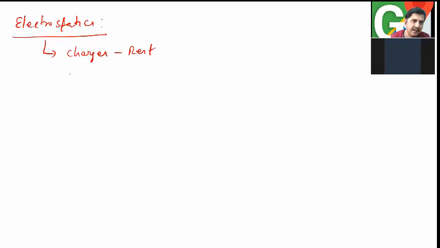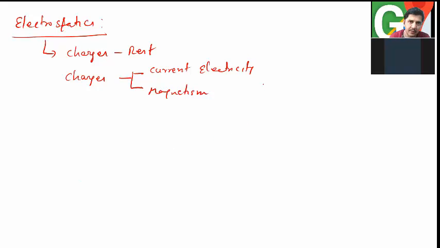Statics refers to rest. And when the charges are in motion, we will study this in two parts. The first one is under current electricity, and the second one is as a part of magnetism. So after this chapter, we will be linking electricity and magnetism together. When you have magnetism, it is due to electricity. So this is what we will do.